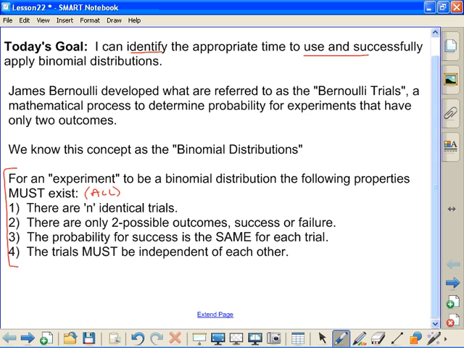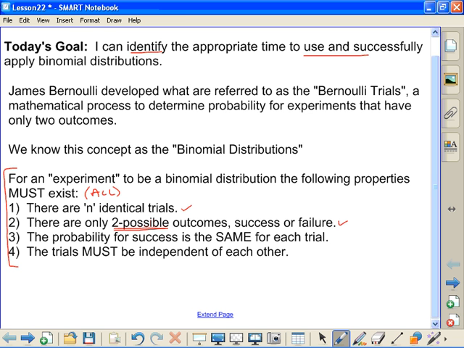So you're asking yourself, first of all, are there n identical trials? So is each trial the exact same? The second one, there are only two possible outcomes, success or failure. So if we're dealing with a sum of a dice question, for example, and there are 7 outcomes or 10 outcomes, this does not work. You can only have 2 possible outcomes, and we have to be able to identify one as success and one as failure. The third one, the probability for success is the same each time.